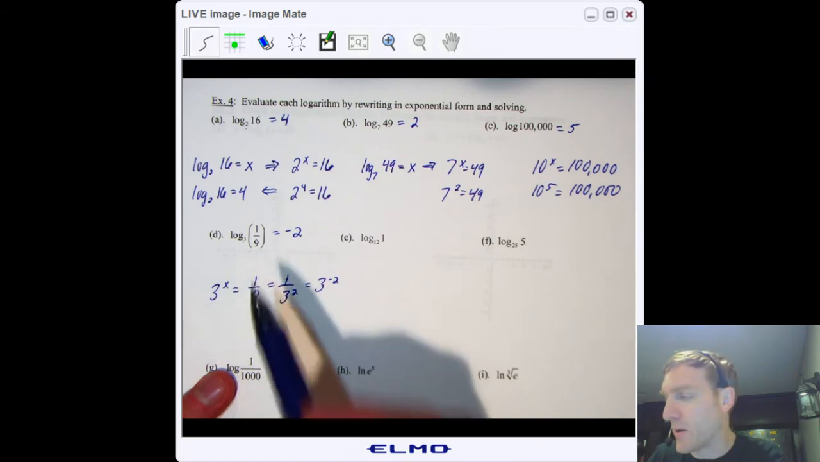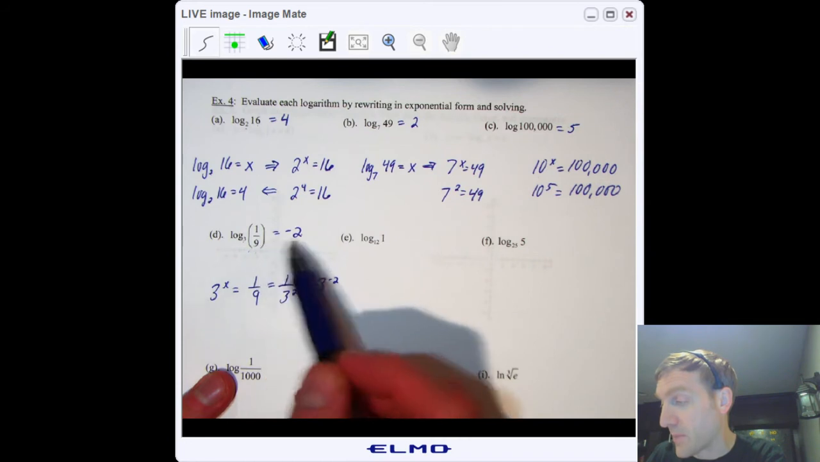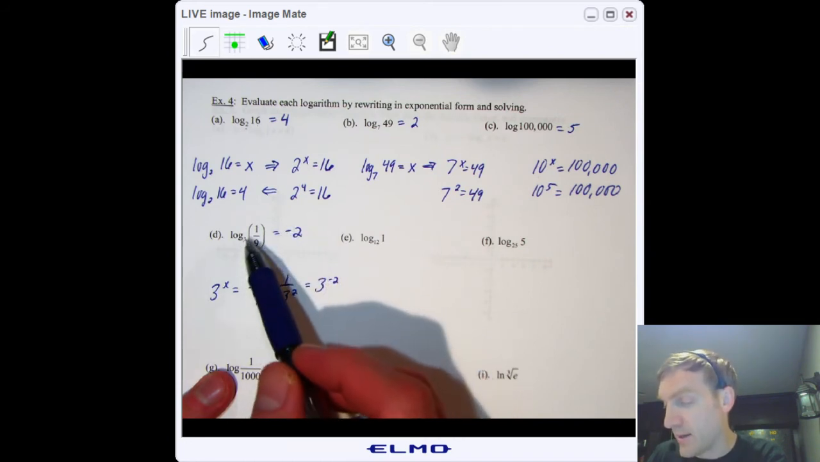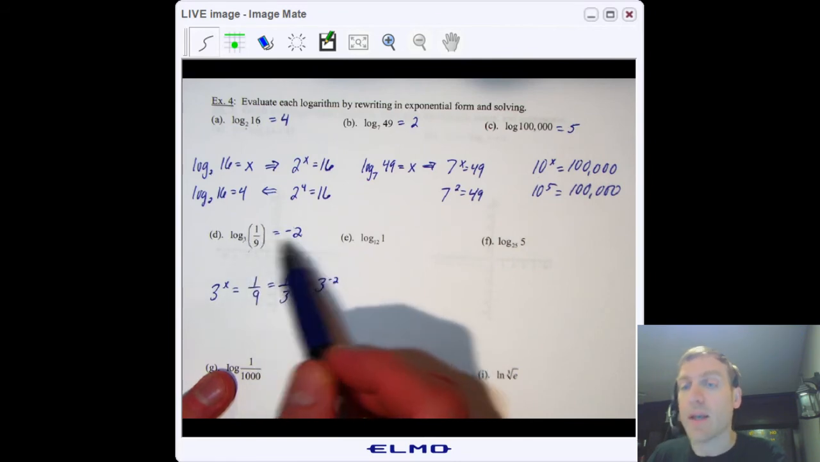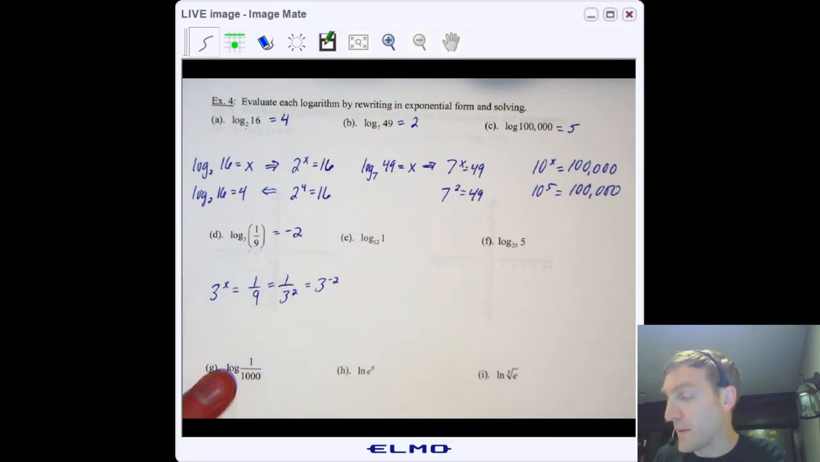Notice something here. Anytime you're taking a reciprocal to go from the base to the answer, the answer to the log will be negative. 3 to the positive 2 is 9. 3 to the negative 2 is 1 over 9. So anytime you're doing reciprocals, your exponent will be negative.